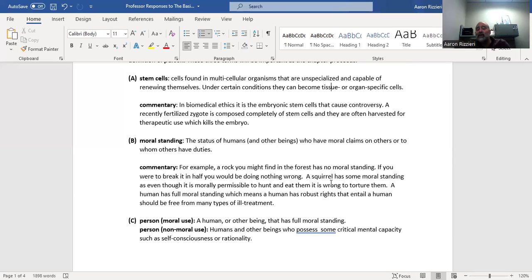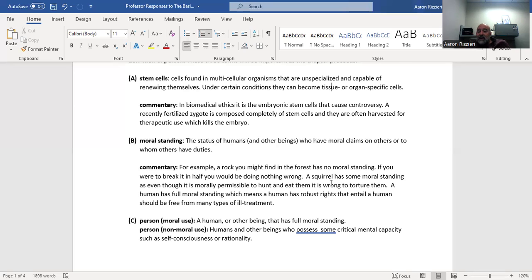Okay, so what do we mean by the moral standing of a person or an animal? It is the status of humans and other beings who have moral claims on others or to whom others have duties. All right, so when you're asking about the moral status, let's say, of a squirrel, this is in my little commentary. Actually, let me read the commentary and then I'll say a little more. So here's my commentary on this concept.